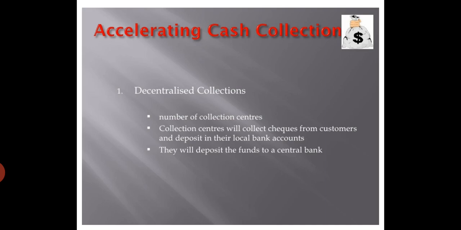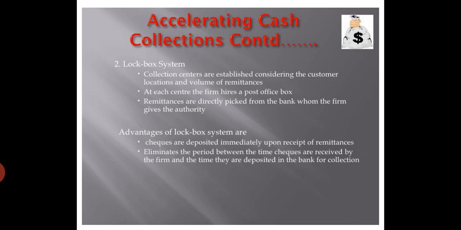Collection centers will collect checks from customers and deposit them in their local bank account. They will then deposit the funds into the central bank. Accelerating cash collections continues. The second one is the lockbox system. In the case of a lockbox system, collection centers are established considering the customer location and volume of remittance. At each center, the firm hires a post office box. Remittances are directly picked up by the bank, to whom the firm gives the opportunity.